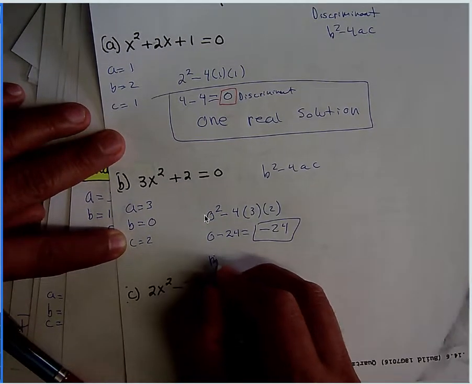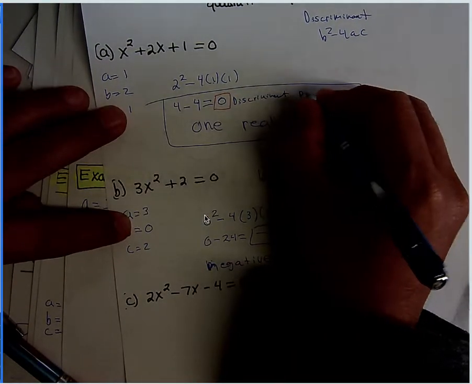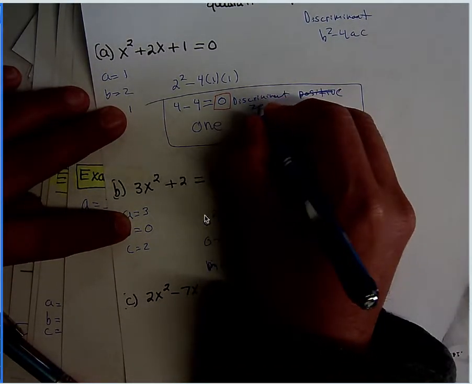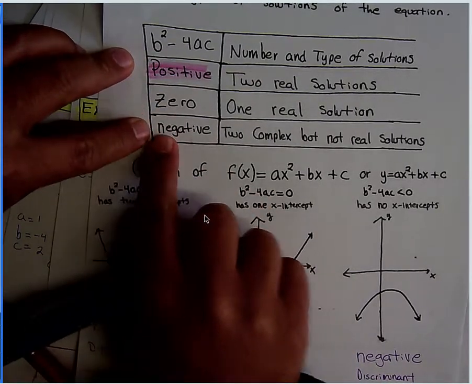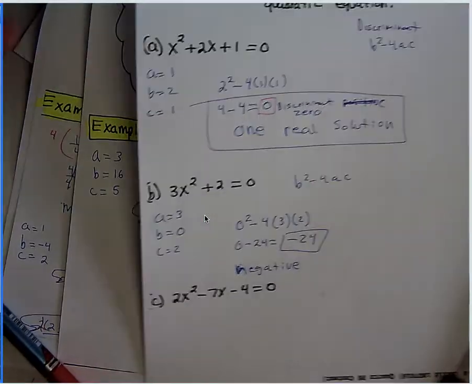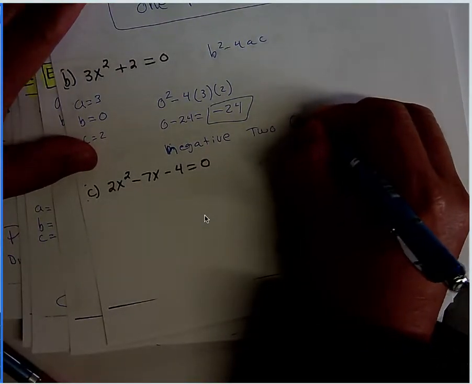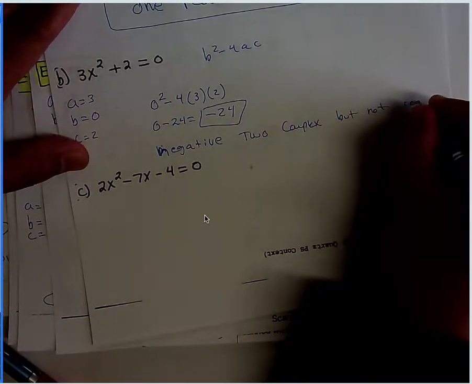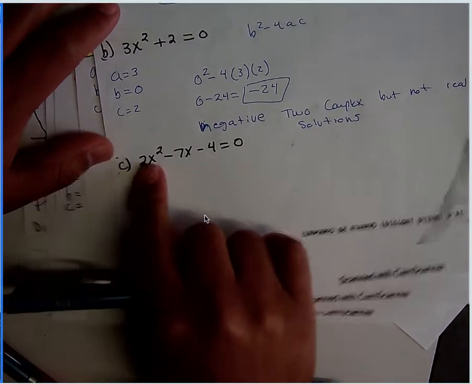So we get a negative. Here we got a positive discriminant, right? Actually, no, we got a 0. Sorry. 0 means one real solution. When we get a negative, we can look back to the table. Negative means two complex but not real solutions. So that's why you got two complex but not real solutions. And I'm guessing this has to be the other one.